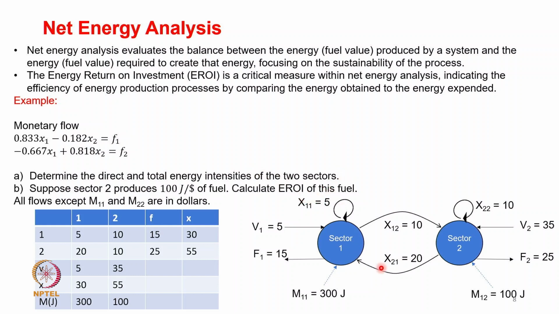Suppose sector 2 produces 100 joules per dollar of fuel. Calculate the EROI. All flows except m1 and m2 are in dollars. This of course is the energy flow, and the rest are all in terms of monetary value.